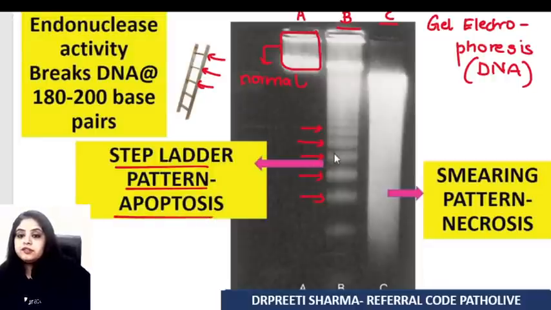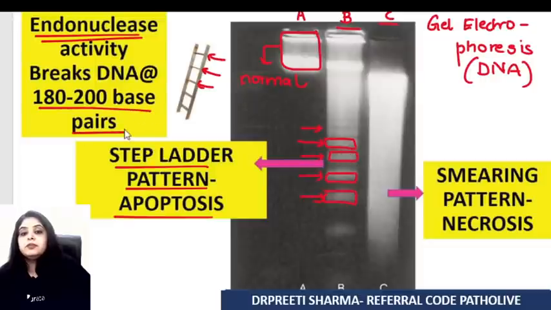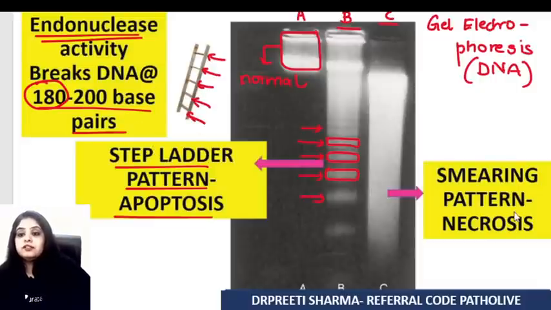Why do we see it in apoptosis? Why is it that the DNA is broken in these exact same step-like manner? Because there's a special enzyme called endonuclease. That endonuclease breaks the DNA exactly in the same number of base pairs. So if this is the entire DNA, it will be broken after every 180 base pairs, then again after 180 base pairs, then again after 180 base pairs. So that is the reason that you get that step ladder appearance in apoptosis. Whereas in necrosis, we get a smearing appearance. See, the entire DNA seems as if it has been smeared. So this is the smearing appearance that you notice.